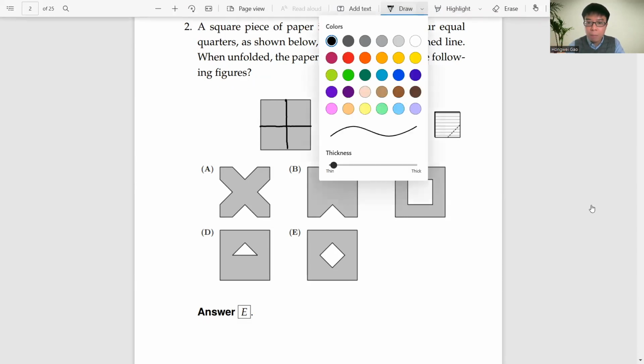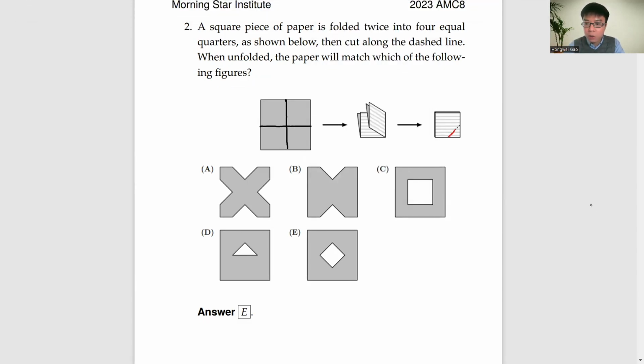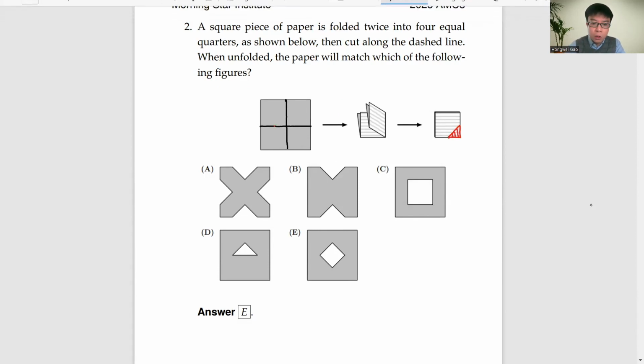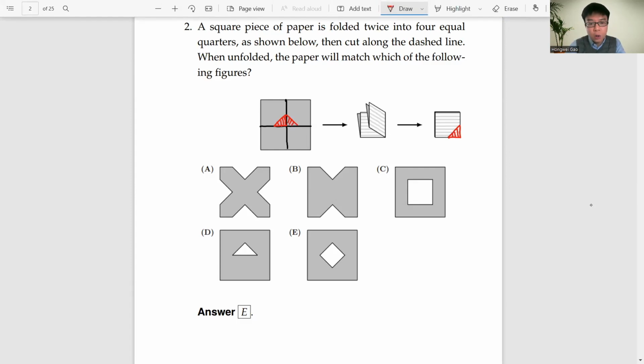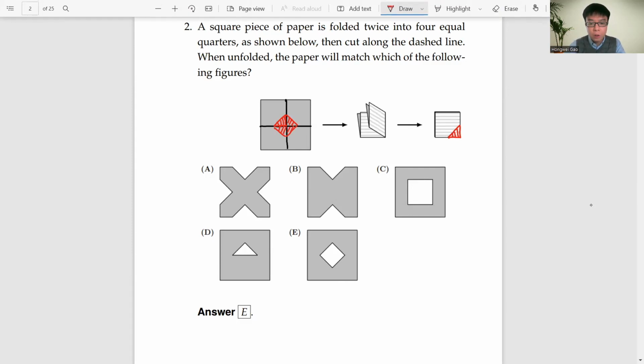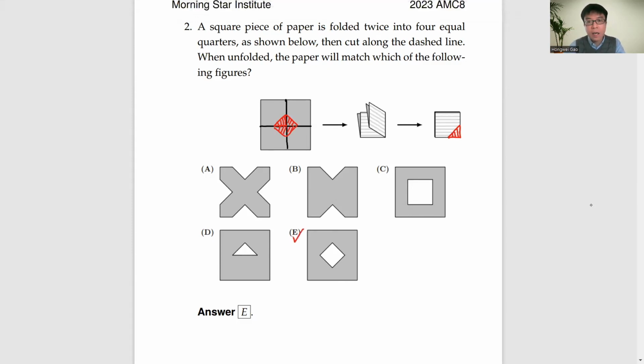Now, on the right paper, we have the lower right triangular region cut off. That corresponds to, in the original paper, this piece was cut off. Because the paper was folded twice, the part which is cut off should be symmetrical in both directions, left and right, upper part and lower part. So the red part should be symmetrical, left and right, and also upper part and lower part. So that's the full picture. So it matches the choice E. So the answer here is E.